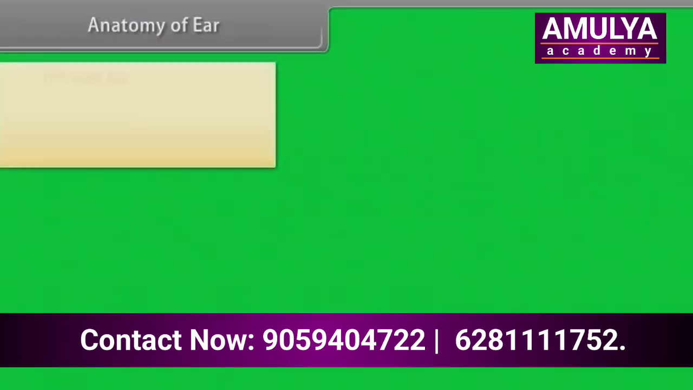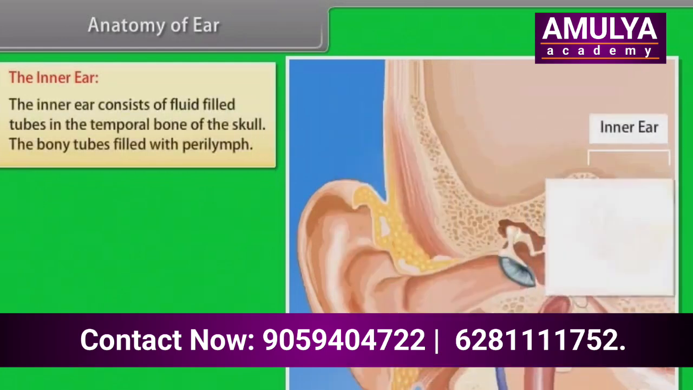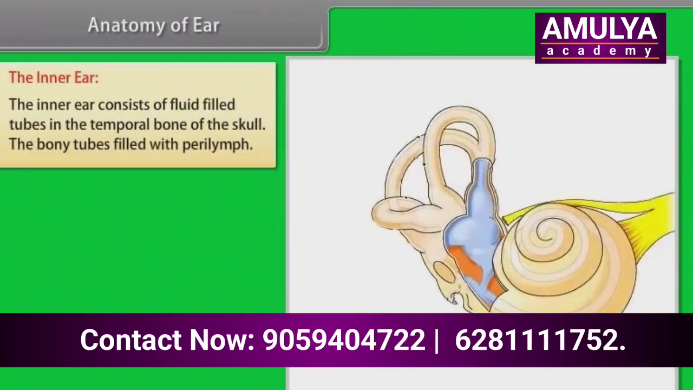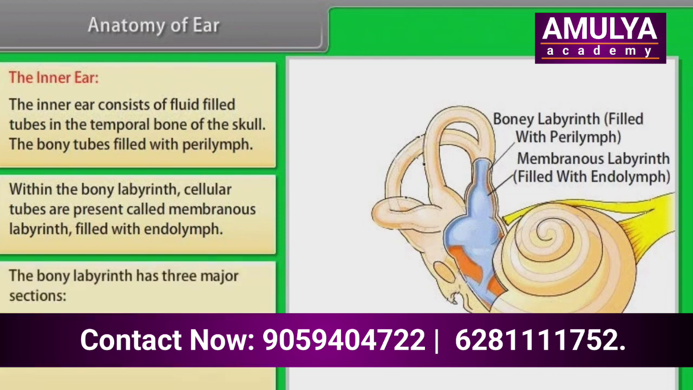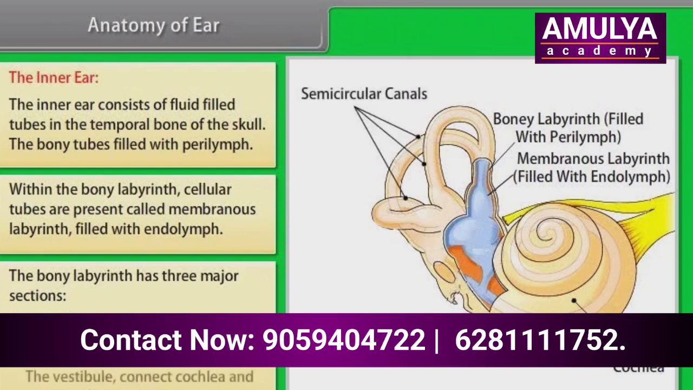Anatomy of the ear. The inner ear. The inner ear consists of fluid-filled tubes in the temporal bone of the skull. The bony tubes filled with perilymph form the bony labyrinth. Within it, cellular tubes called the membranous labyrinth are present, filled with endolymph. The bony labyrinth has three major sections: the cochlea, the semicircular canals, and the vestibule connected to the cochlea and semicircular canals.